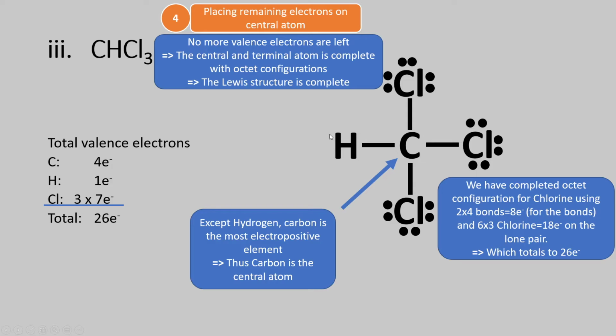Hydrogen, always remember, always boleh 2 elektron saja. Sebab tu dia tak ada lone pair. So dia share 1 elektron and 1 from carbon.